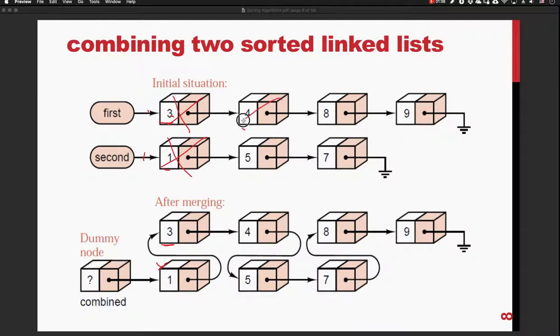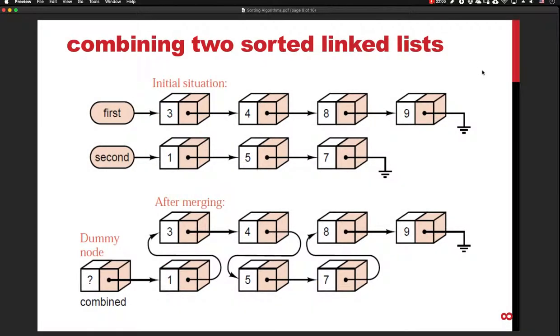4 and 5, so take a 4, put it there after 3, and then 5 and 8, take 5. Now 8 and 7, take 7. Now 8 only, so 8 and 9 are put together. So that's the merge algorithm, the combine algorithm. That is the merge sort.